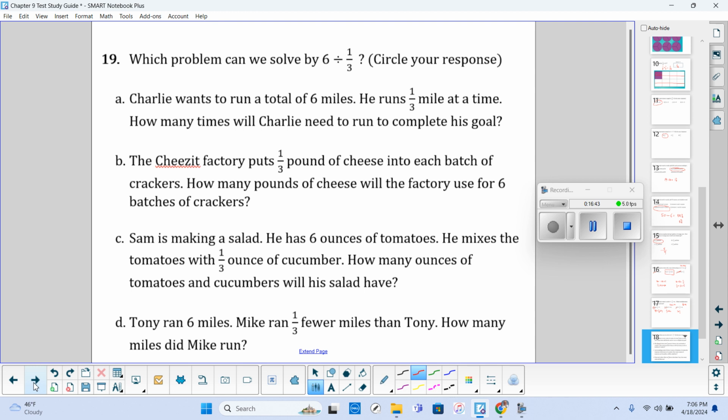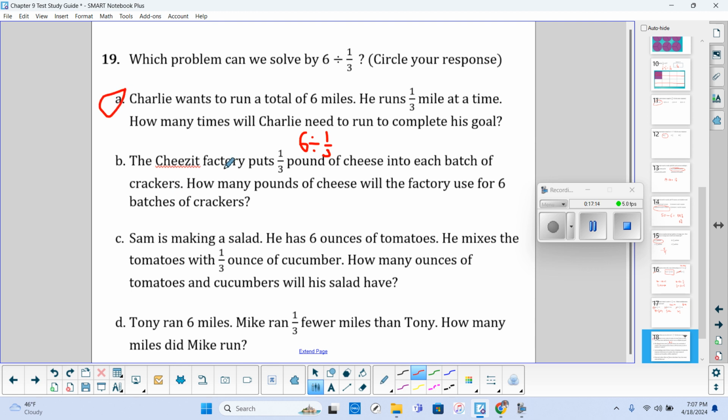Number 19. Which problem can we solve by 6 divided by a third? Circle your response. So first answer choice is Charlie wants to run a total of 6 miles. He runs 1/3 of a mile at a time. How many times will Charlie need to run to complete his goal? So if I take 6 and divide it into groups of 1/3, wait a minute, that's exactly what's happening. So this one looks okay.